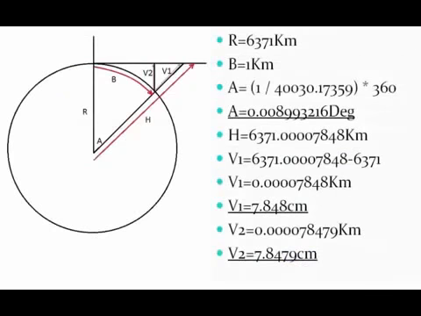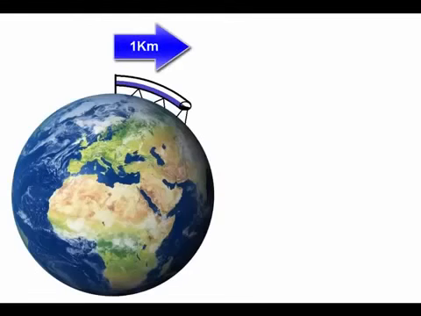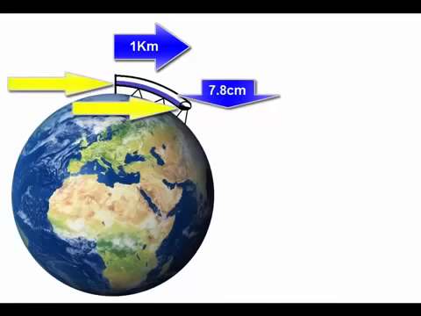Now using the formula on the right, we can calculate that if we had a pipe 1 kilometer long, then there would be a 7.8 centimeter or 78 millimeter difference between the start of the pipe and the end of the pipe in height. So there's our pipe 1 kilometer long. The start point, the start of the arrow, and the end point, the end of the arrow. There will be a height difference from the start point to the end point of 7.8 centimeters.